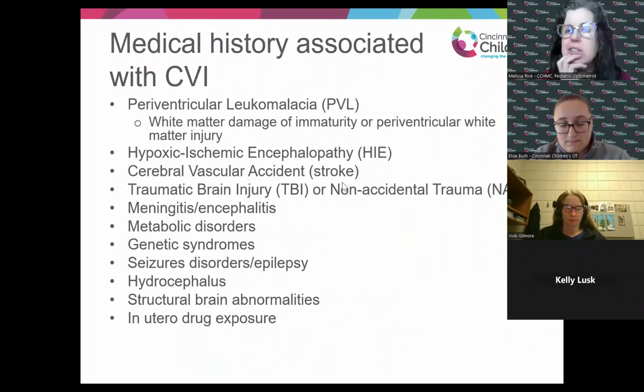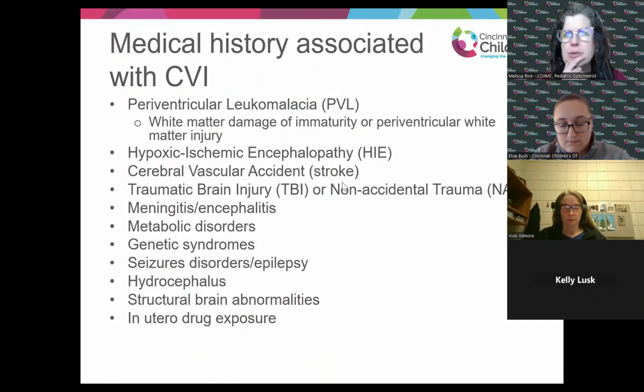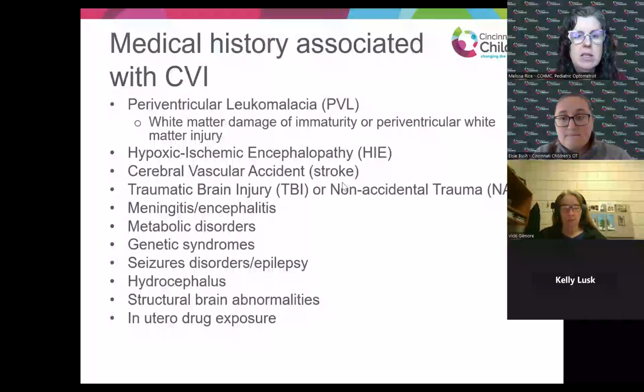Is it really, do they really have CVI or not with the visual processing? But Williams syndrome can have dorsal stream dysfunction. That's been documented with impaired visual search and guidance of movement.